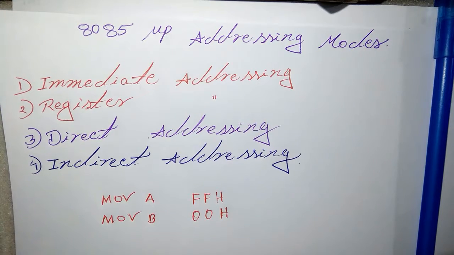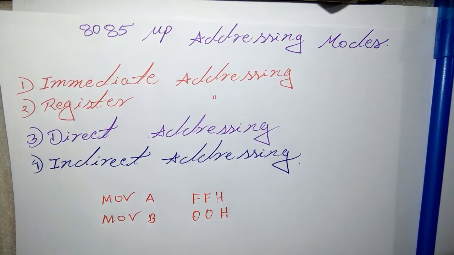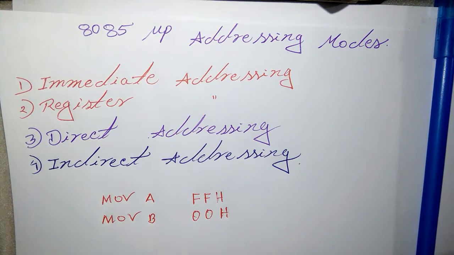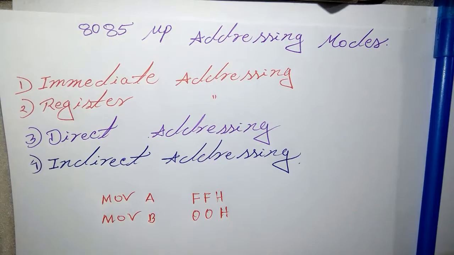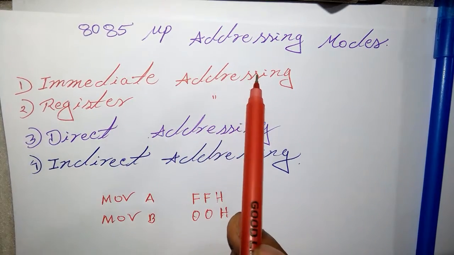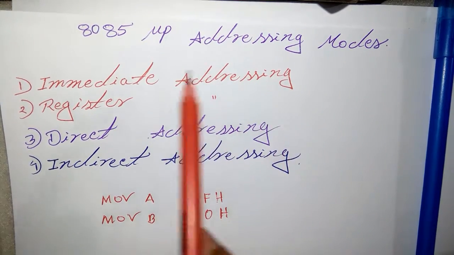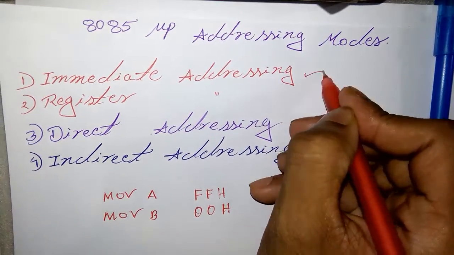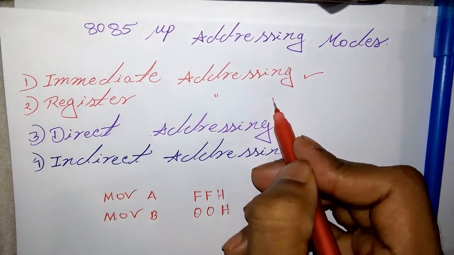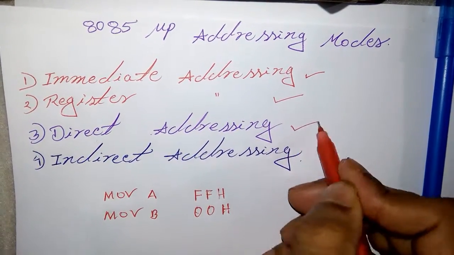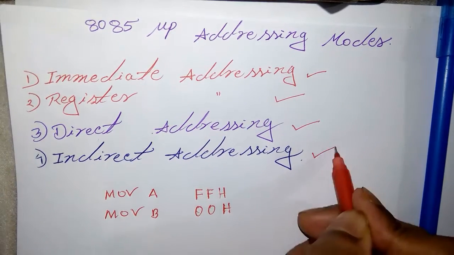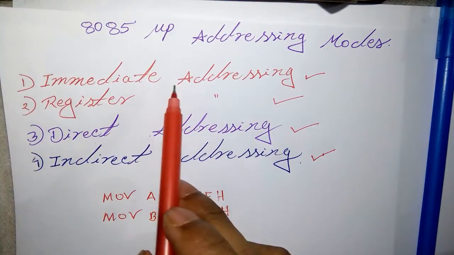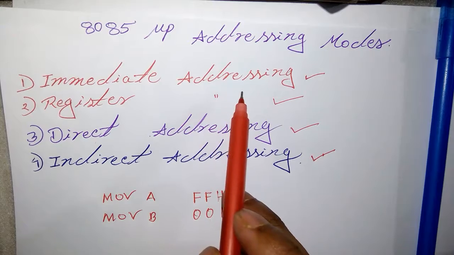The source and destination are operands. The various formats of specifying operands are called addressing modes. For the 8085 microprocessor, the addressing modes are immediate addressing mode, register addressing mode, direct addressing mode, and indirect addressing mode. So actually, what is immediate addressing mode?